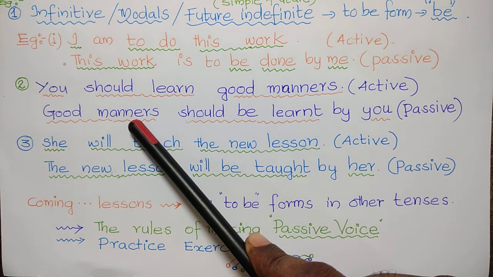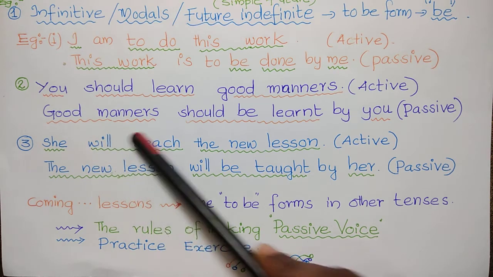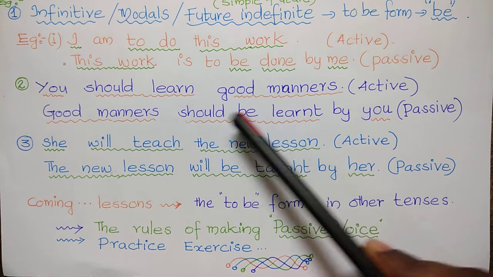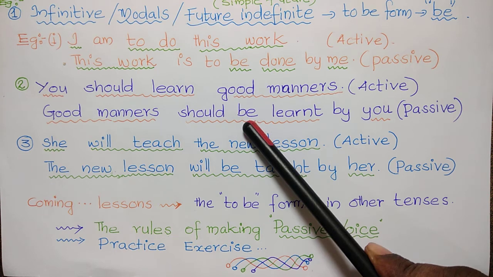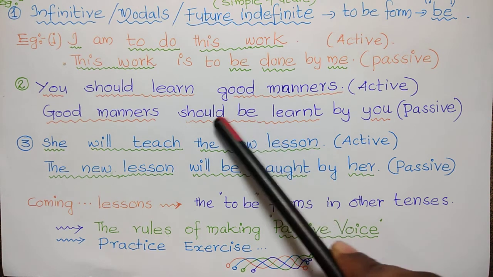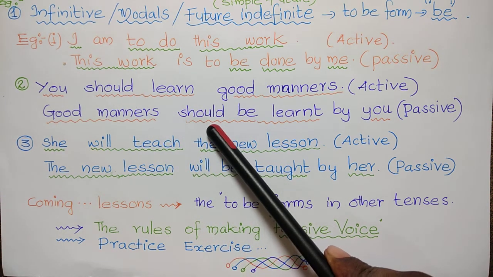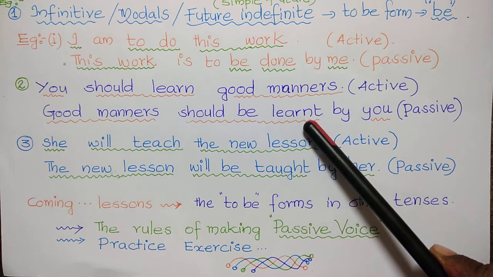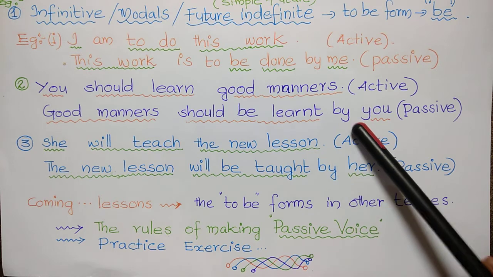Good manners, the object, comes first. Should be. We use the to be form be here, following the auxiliary verb. Should be learnt. Learnt is the V3 form or past participle form of learn, that is learnt by you.